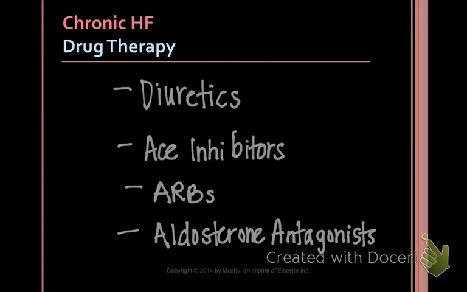Aldosterone antagonists, like your spironolactone, your Aldactone. And these block harmful neurohormonal effects, like we talked about, of the aldosterone on the heart and blood vessels. And they're also potassium-sparing diuretics.